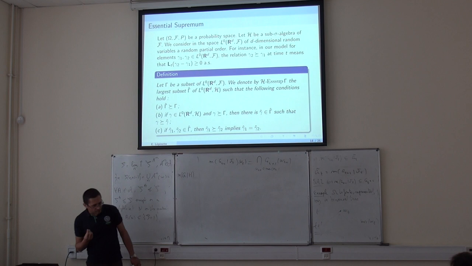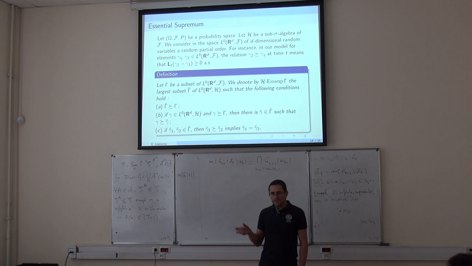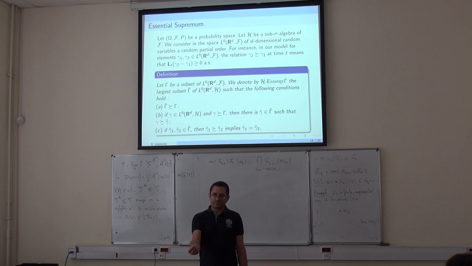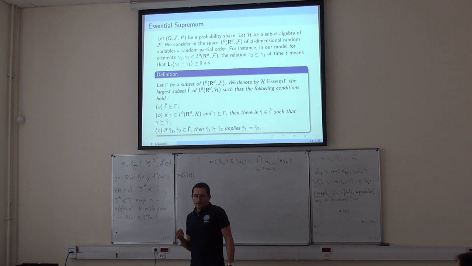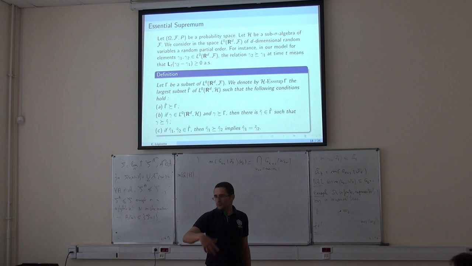For the Kabanov model, we only require that the order intervals be almost surely compact. For that we can use some expected utility minimization arguments, very usual. By extracting some subsequence, you can minimize.